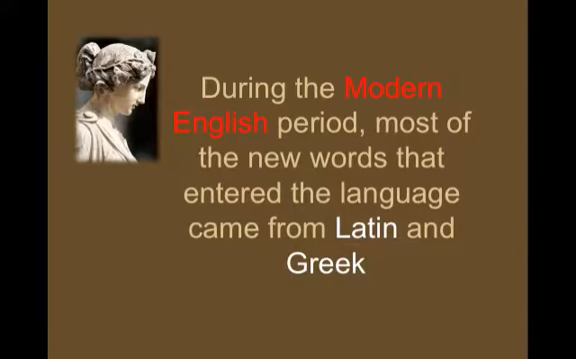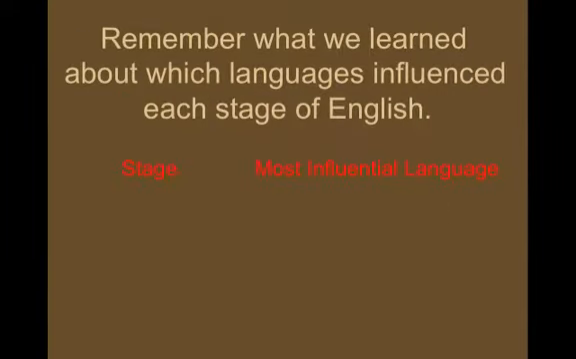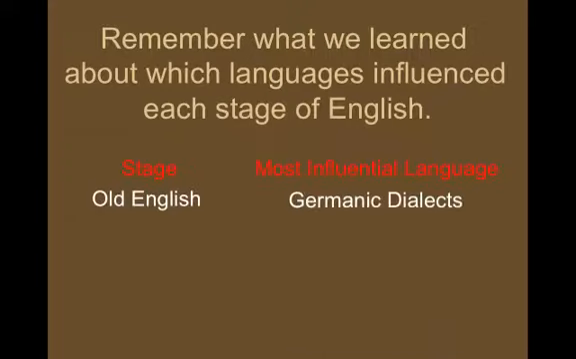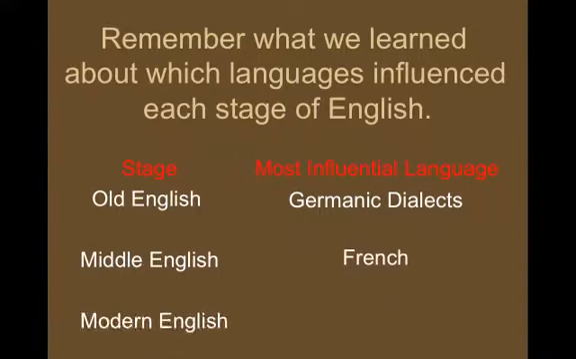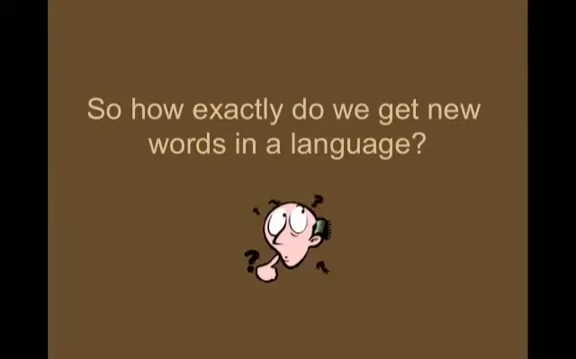So remember what we learned about which languages influenced each stage of English. Old English, most influenced by Germanic dialects. Middle English, most influenced by French. Modern English, most influenced by Latin and Greek. So how exactly do we get these new words in a language?